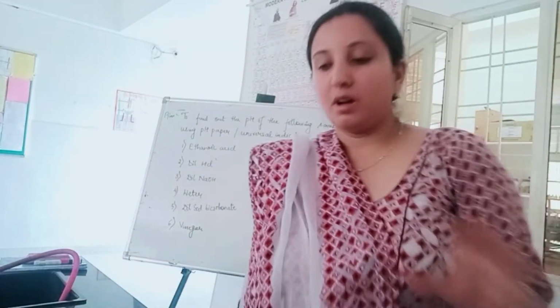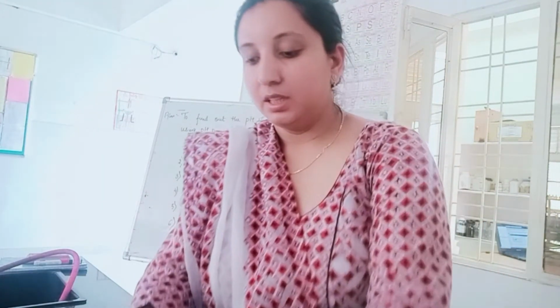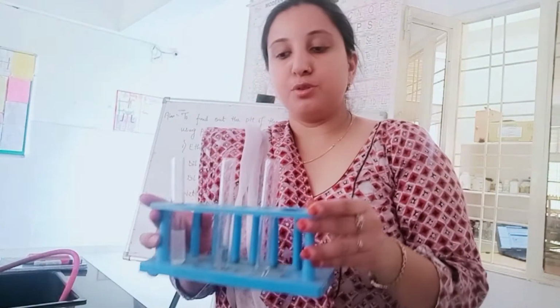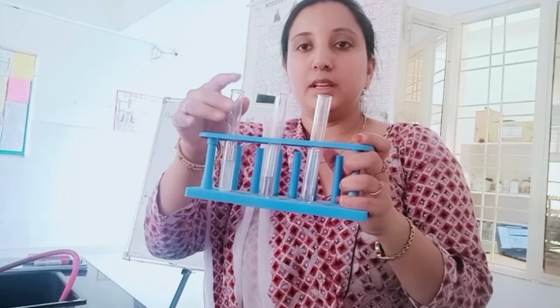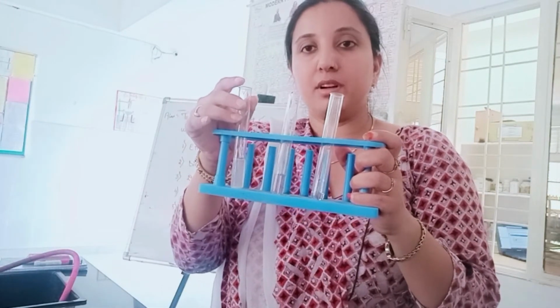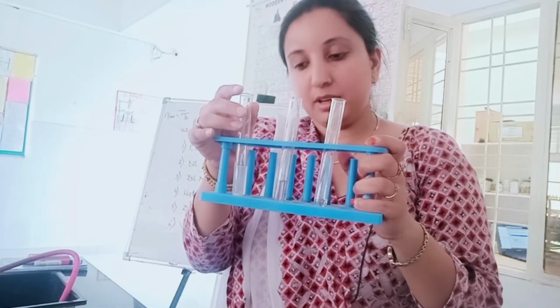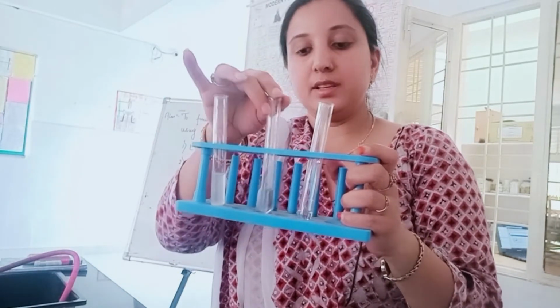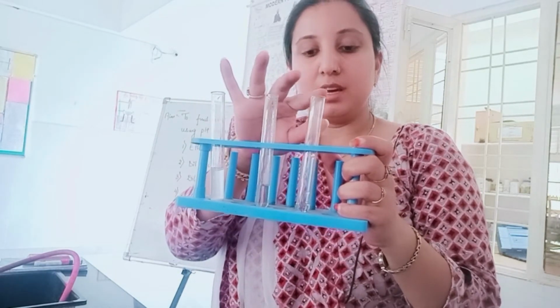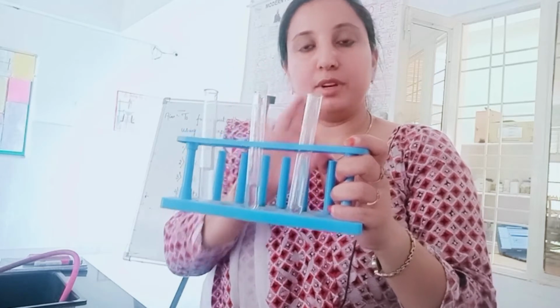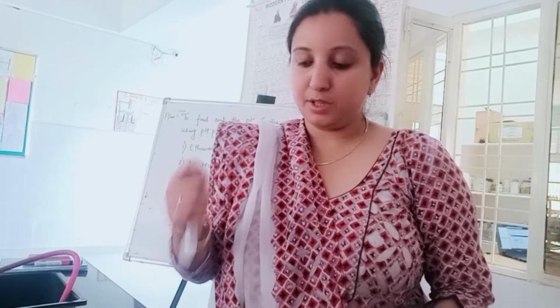So let's start with our practical. At first, in these test tubes, in this test tube I have sodium bicarbonate in a diluted form. In this I have ethanoic acid, and over here I have vinegar. So one by one I am going to add a pH paper.